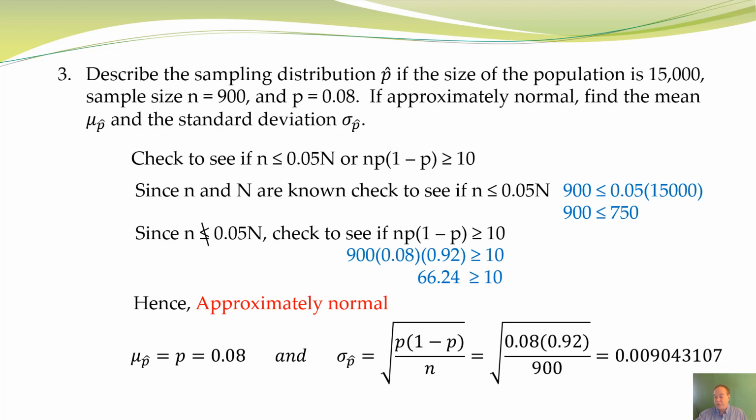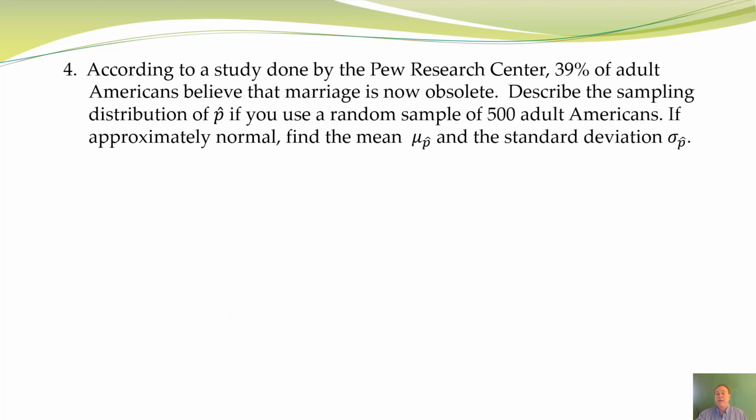Sigma p hat, we substitute the numbers in. You have the square root of 0.08 times 0.92 divided by 900, and that should come out to 0.009043107. Okay, so here are three different examples, three things to look for. Now, in the fourth example, we're going to have something else to look for.